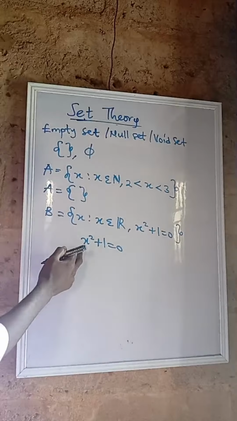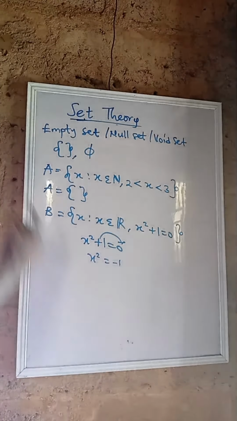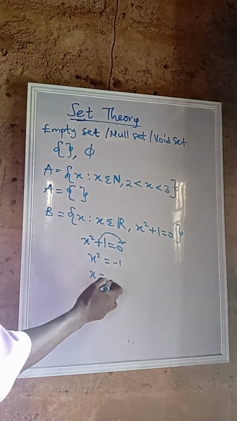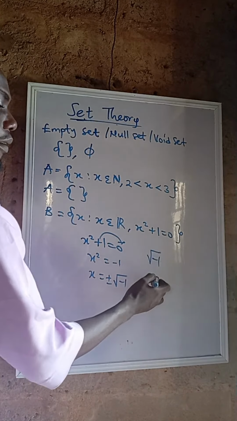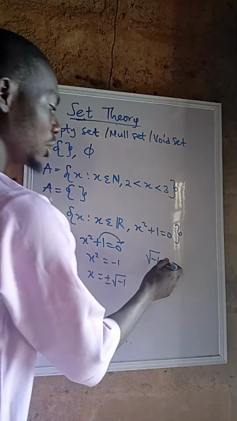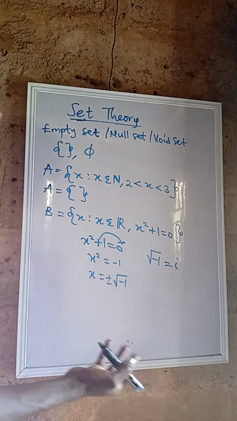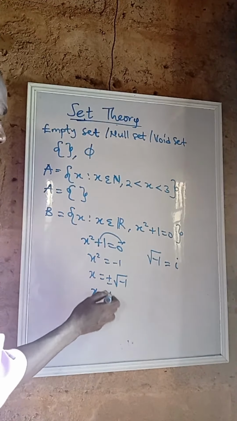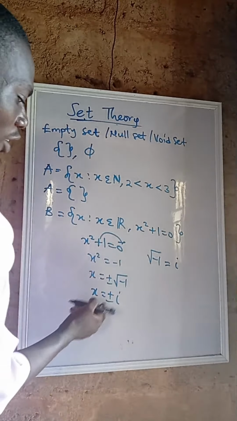To solve for x here, bring this back to this side. I have x squared equals what? Minus 1. Okay, taking the square root of both sides, we have x to be plus or minus square root of minus 1. And I told you earlier, we watched the video from the beginning, you discover that square root of minus 1 is denoted by i, and it is an imaginary value. So that means we have x equals plus or minus i.